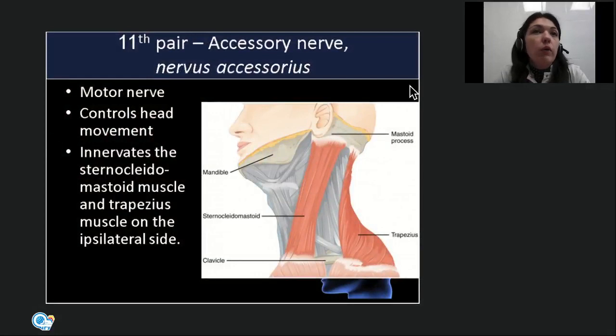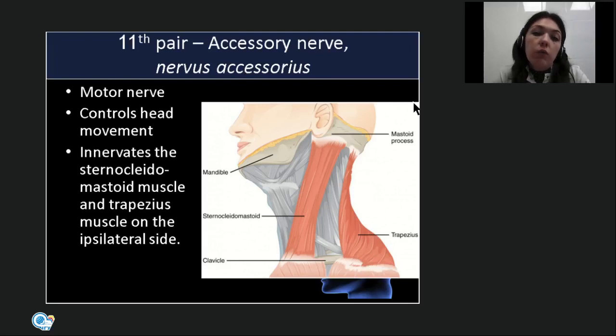And branches of the vagus nerve, we'll discuss them in the practical classes because there are many. There are several parts in the vagus nerve, so I think we'll discuss it in the practical classes. So the 11th pair is the accessory nerve, nervus accessorius. It is named accessory, like additional, because it is a very small nerve. It supplies only two muscles, we can say.